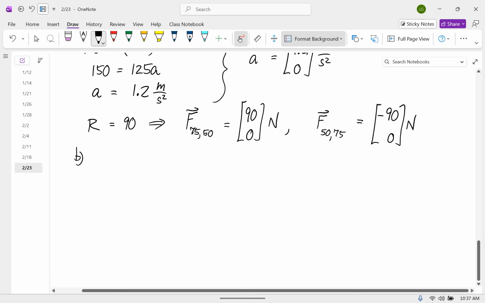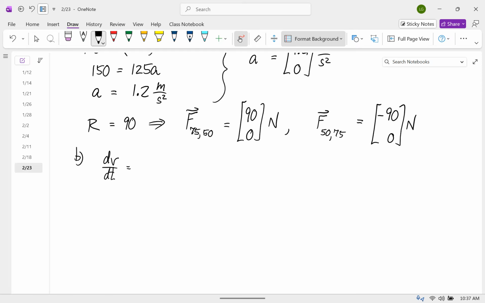So what we have is that dv dt, that's the acceleration, is equal to 1.2. And so dv is equal to 1.2 dt. Integrate both, and you get that v is equal to 1.2 t plus some constant of integration c1. Normally we'd be able to use a boundary condition here, but we don't know any boundary conditions for velocity, so we have to let it ride.